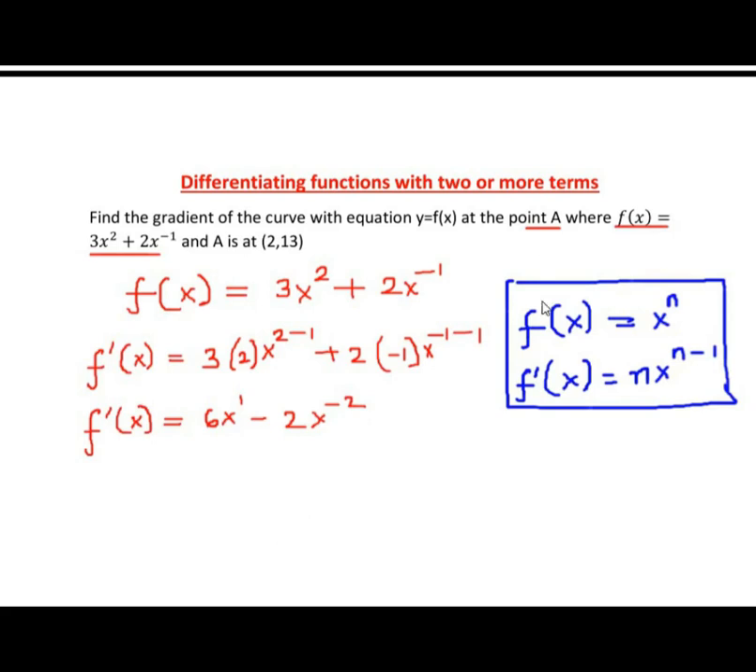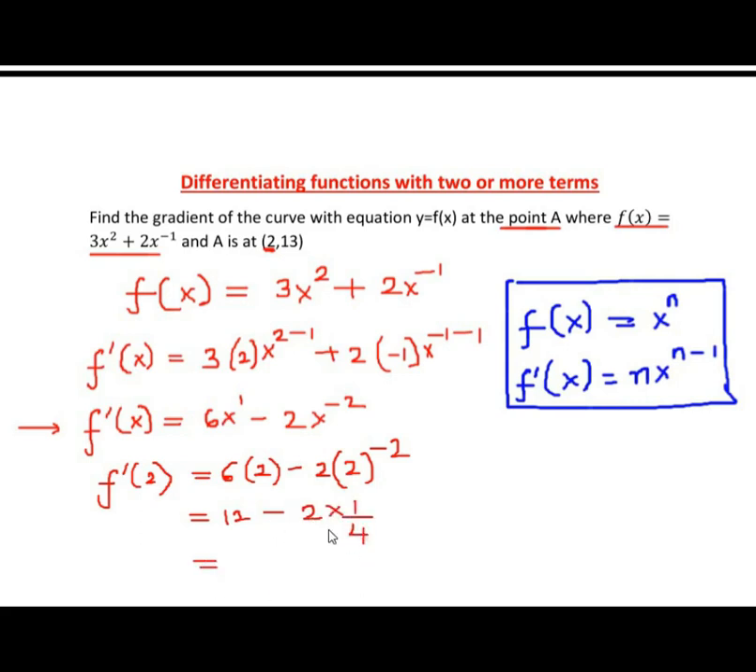But if we want to find the exact value of the gradient at point A, we have to substitute the value of x as 2. So wherever we have the x value in the gradient, we are going to substitute 2. So f dash at point 2, that is the gradient at point 2, is equal to 6 times 2 minus 2 times 2 to the power of negative 2. This gives us 12 minus 2 times 1 over 4.